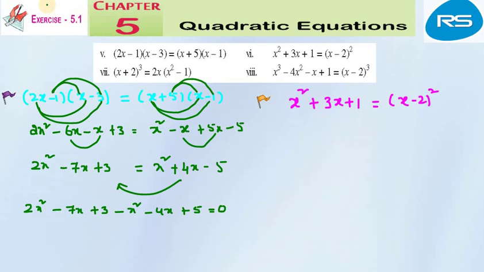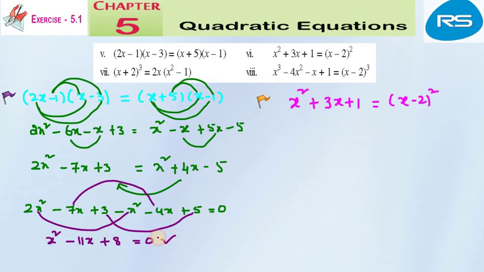So further simplification. 2x square and minus x square, so we will get 1x square. Minus 7x and minus 4x, the total is minus 11x. If you go to the constants, how much is the total? 8. In this equation we have an x square term. So the given equation is a quadratic equation.